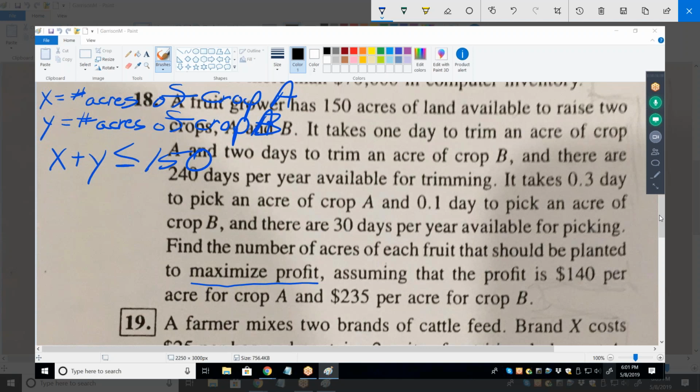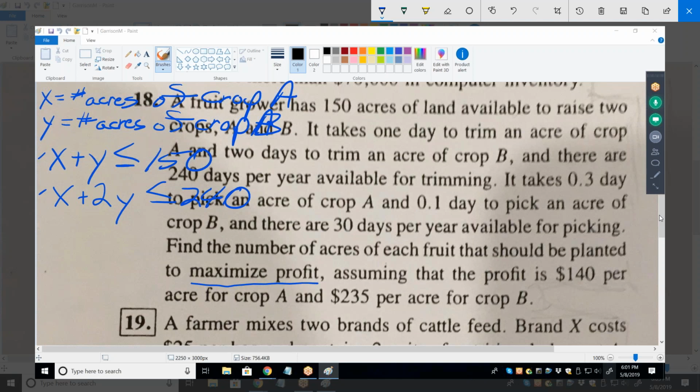Now, it takes 1 day to trim an acre of crop A and 2 days to trim an acre of crop B. There are 240 days per year available for trimming. So what inequality does that give me? X plus 2Y must be less than or equal to 240. Another linear equation. In other words, that's going to plot as a straight line.